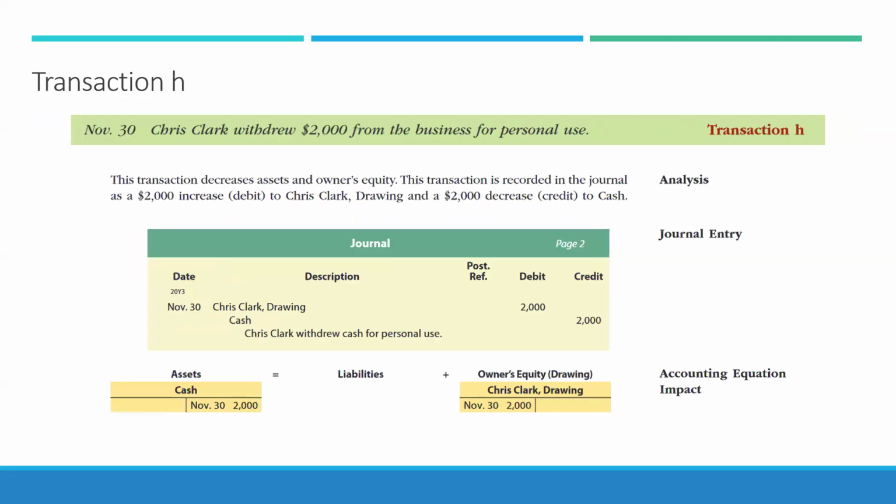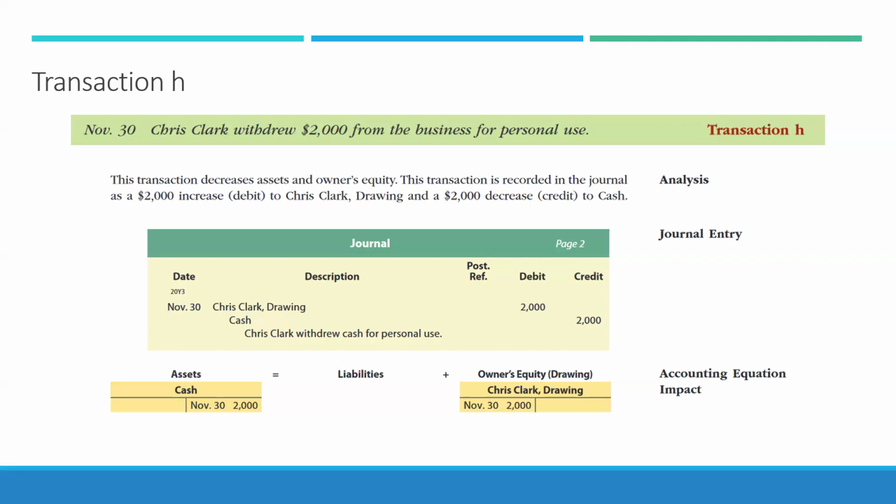Chris Clark withdrew $2,000 from the business for personal use. What happens to cash when we do that? See, guys, in my mind, I always say, was cash affected? If so, what happens to cash? Because then it helps me understand the other side of the equation. I'm telling you my simplistic way of oftentimes analyzing, okay? Sometimes cash isn't included, but if it is, what happened to cash? Did it go up or down?